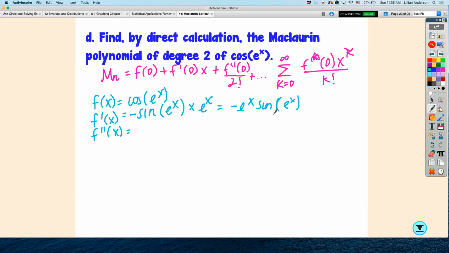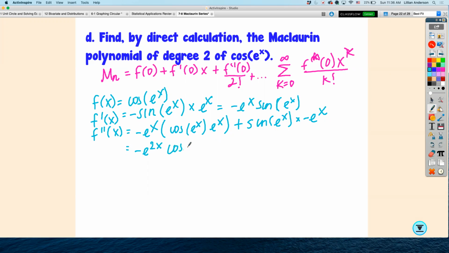Now we need to do the second derivative. Well, the second derivative is a chain rule and a product rule. We take the first times the derivative of the second. The derivative of sine is cosine with respect to the inside. Then we multiply by the derivative of the inside. That's the chain rule. Plus the second times the derivative of the first, and the derivative is nothing but another negative e to the x. So this can essentially simplify down to be a negative e to the 2x, because I can multiply this e to the x and this e to the x. And this is going to be minus e to the x sine of e to the x.